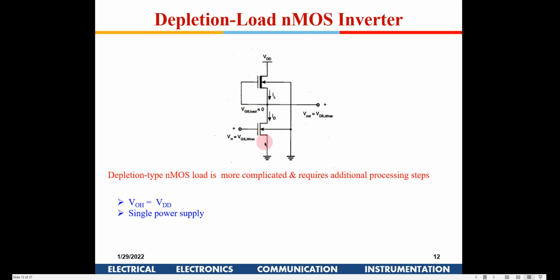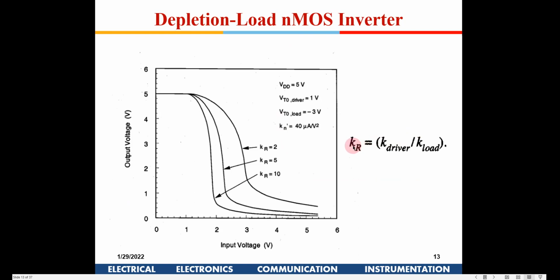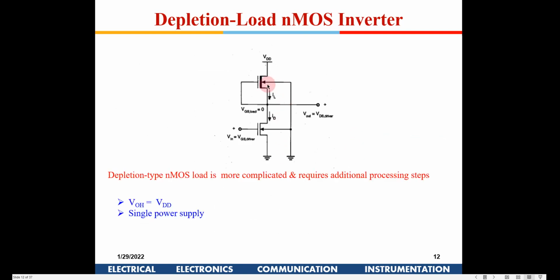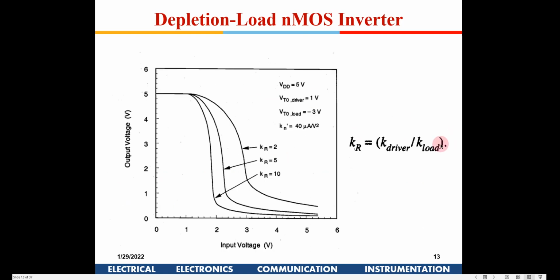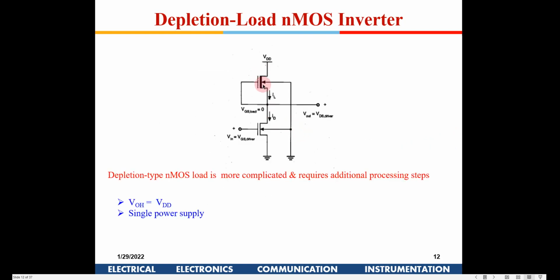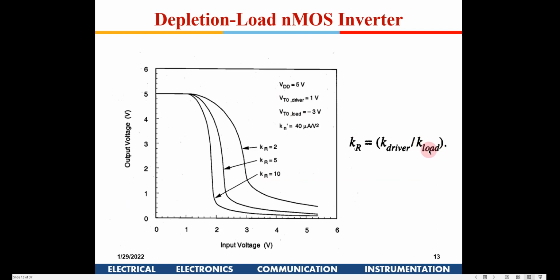Okay, so is it understood? Then we move forward. In this depletion load also, we had a K into R, and now we have a factor known as KR, which is K driver divided by K load. K load is K of this transistor. Obviously, if K is high, that means it is lower resistance. Now R is inversely proportional to K, so that has come in the denominator out here. So these are the corresponding graphs for various ratios of KR equal to K driver divided by K load.